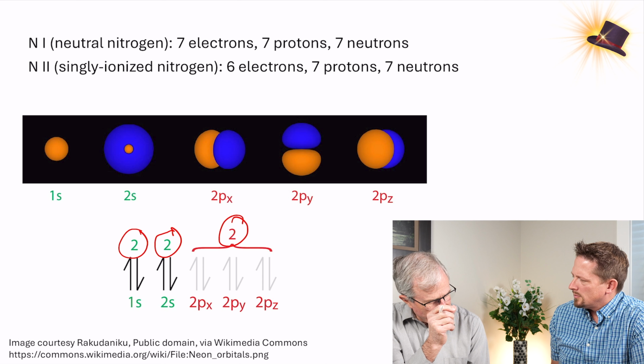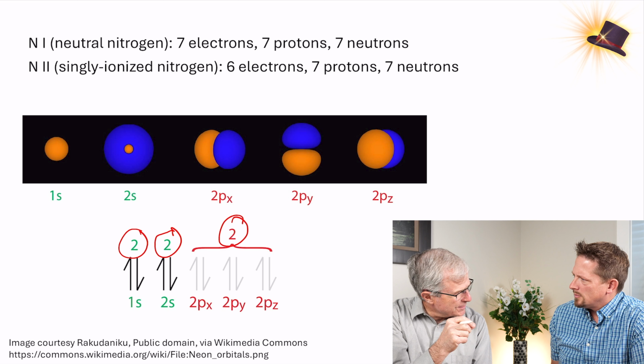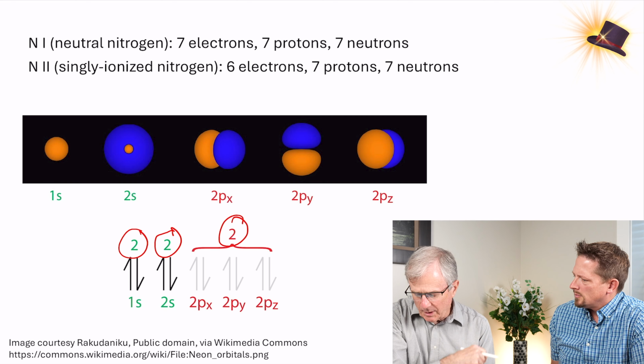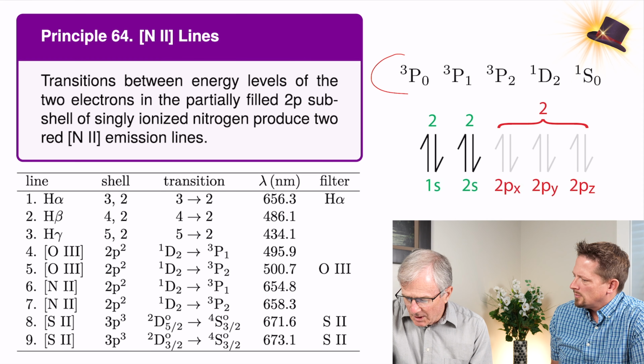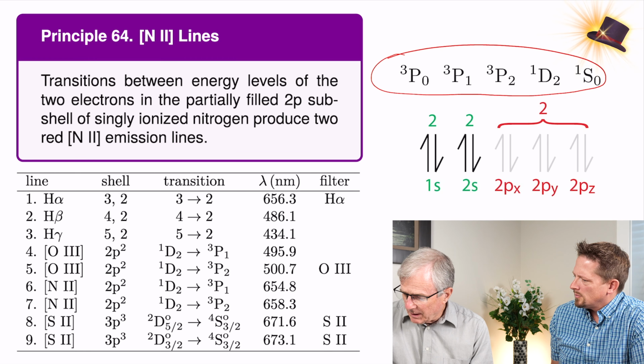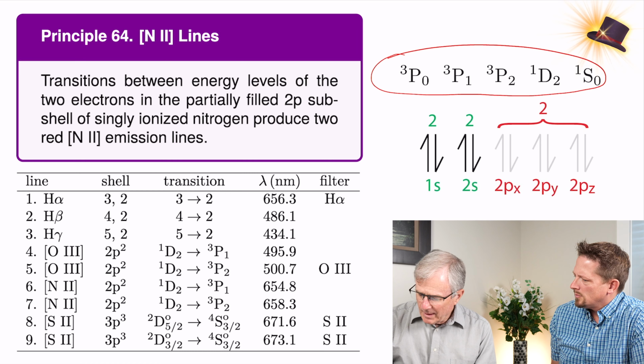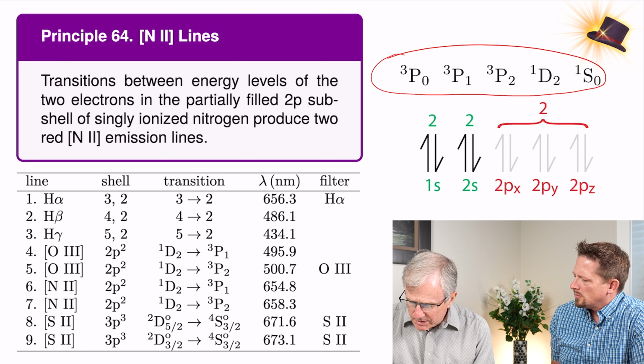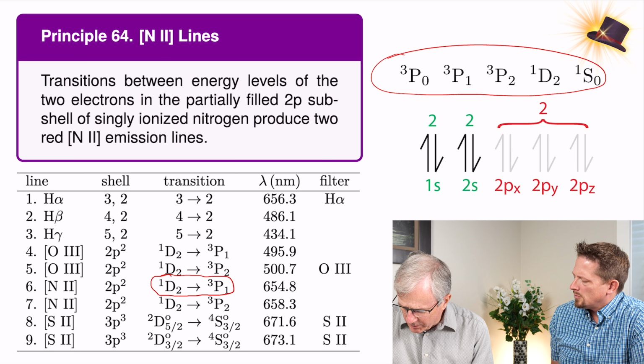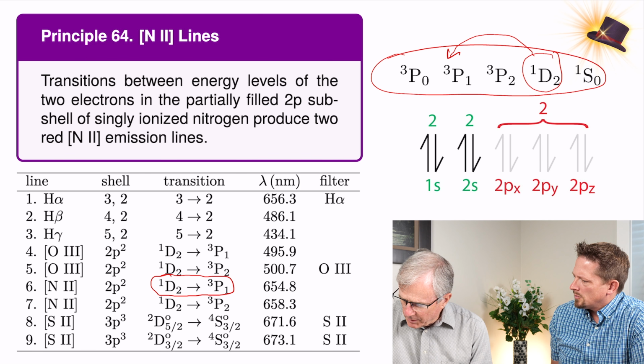The only difference is that there are fewer protons and neutrons to hold those electrons in than there were for the oxygen. So we get exactly the same energy levels as we did before, and we get 2 transitions. Remember, for oxygen-3, we had the 1D2 to 3P1. We also get a 1D2 to 3P1 in nitrogen. And we get a 1D2 to 3P2, this transition right here.